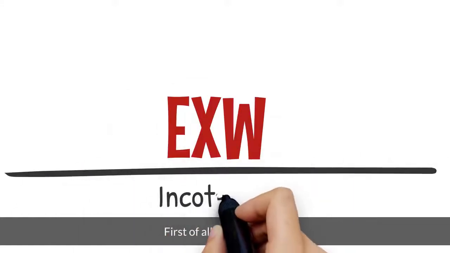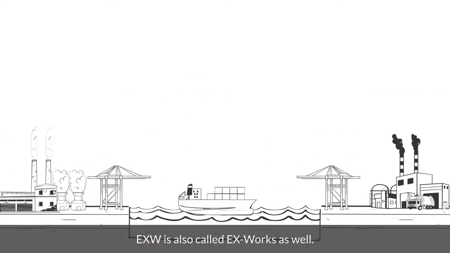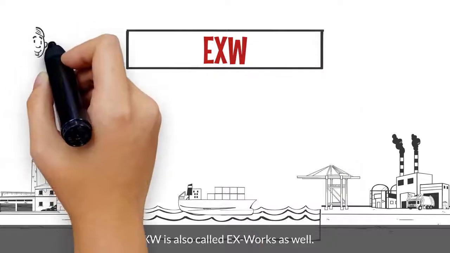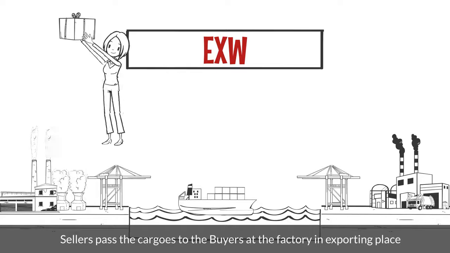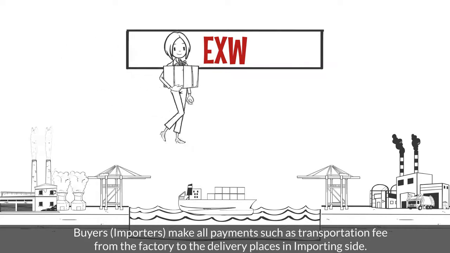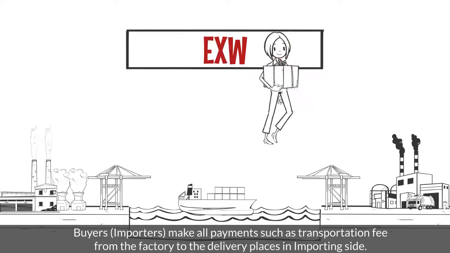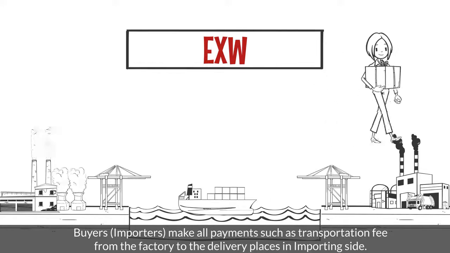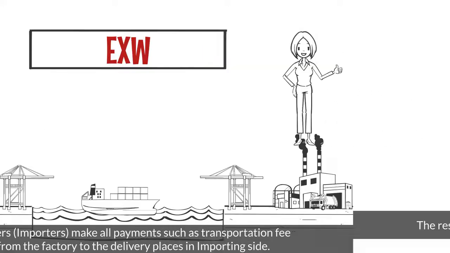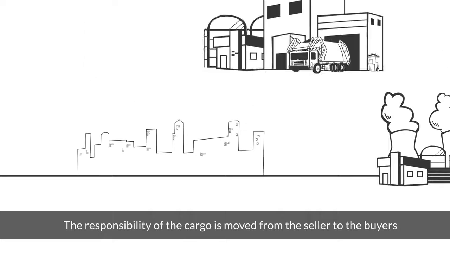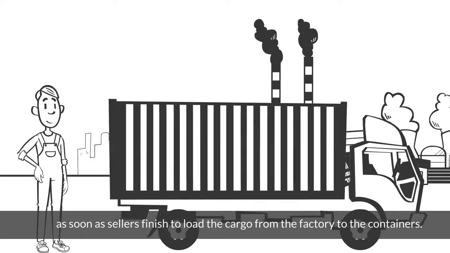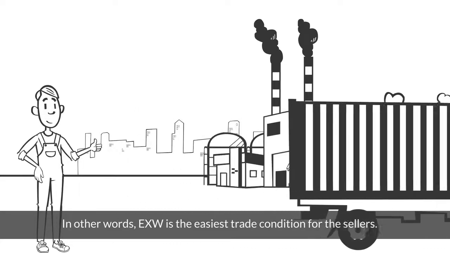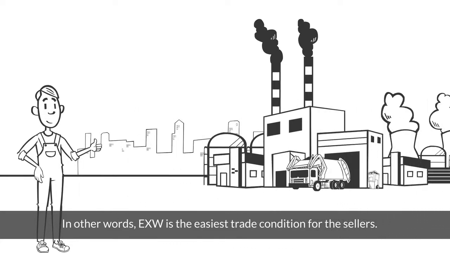First of all, it's Ex Works. Ex Works is also called EXW. Sellers pass the cargoes to the buyers at the factory in the exporting place. Buyers, importers, make all payments such as transportation fee, from the factory to the delivery place on the importing side. The responsibility of the cargo is moved from the seller to the buyers as soon as sellers finish loading the cargo from the factory to the containers. In other words, Ex Works is the easiest trade condition for the sellers.